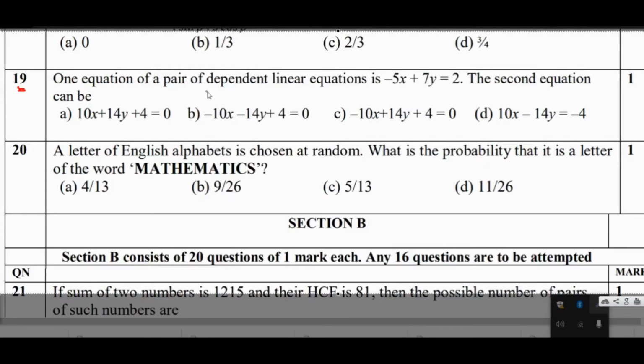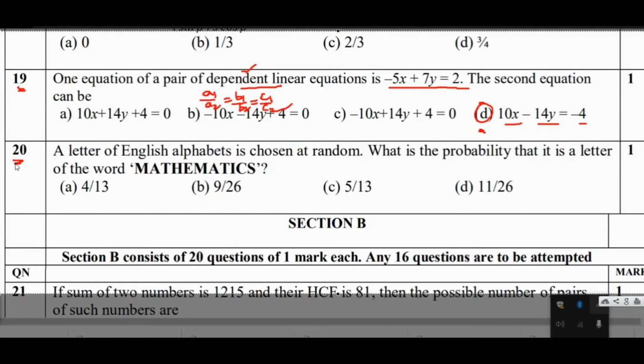19th question. One equation of a pair of dependent linear equations is minus 5x plus 7y is equal to 2. The second equation can be? If the lines are dependent, then they are coinciding lines. The condition of coinciding lines will be a1 by a2 is equal to b1 by b2 is also equal to c1 by c2. The equation satisfying the coinciding line condition is option D, 10x minus 14y is equal to minus 4.